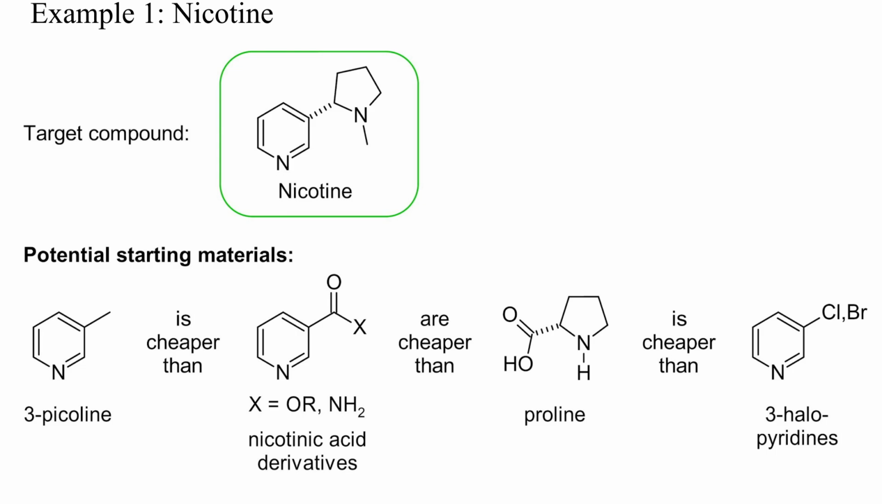The least expensive would be 3-picoline, but nicotinic acid derivatives are inexpensive too, because these are vitamins and are being produced on a huge scale. More expensive are proline and 3-halopyridines.